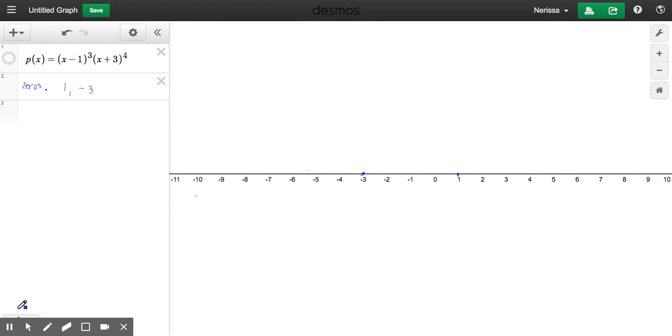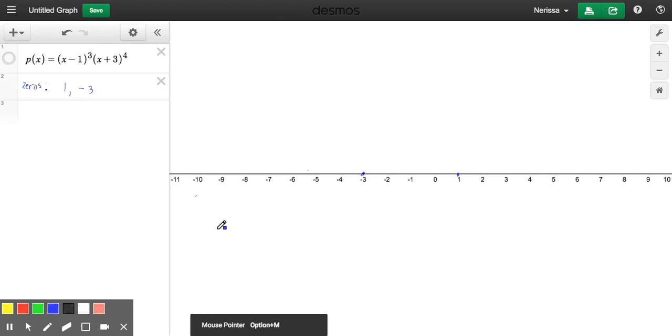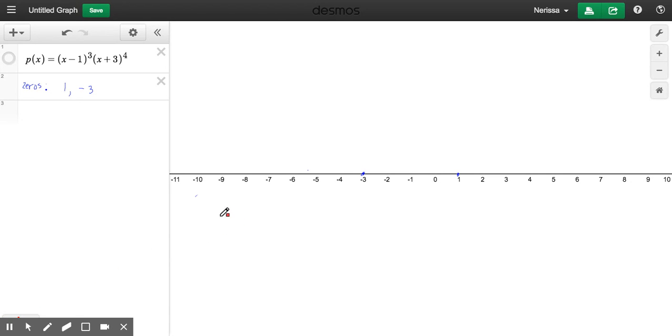Now what we want to do is find the sign of p in each of the intervals. So say in this interval, if we want to find the sign of p of x, then we can choose any of these numbers. We could choose -4, -5, -6, -7, and so on. For convenience, let's use x equals -4.